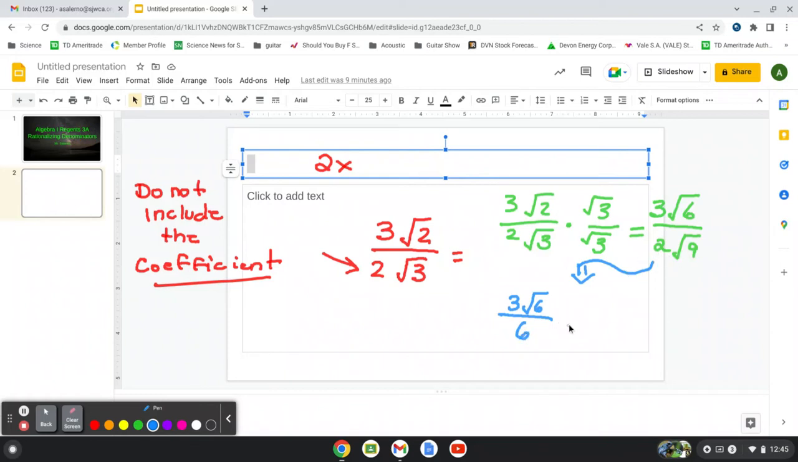And we can go further. What do you think we can do? Well, the 3 and the 6, we can cancel that out, right? 3 goes in the 3 once, 3 goes in the 6 twice. So we're going to be left with the square root of 6 over 2. Just like that. All right, let's do another problem.